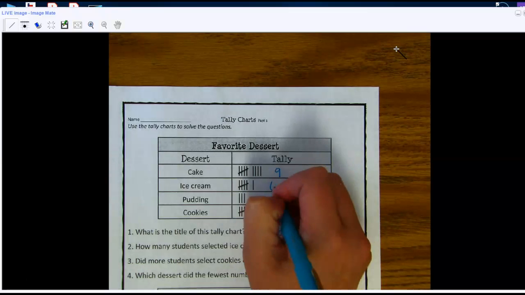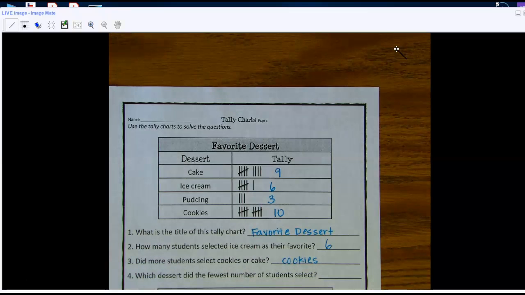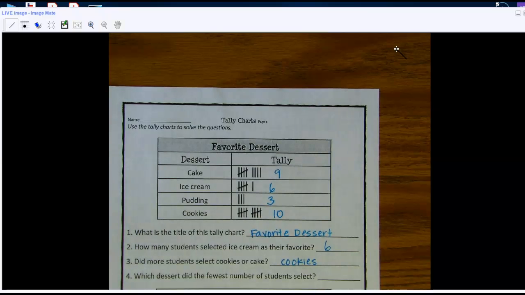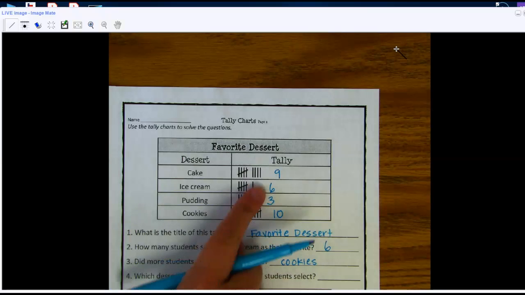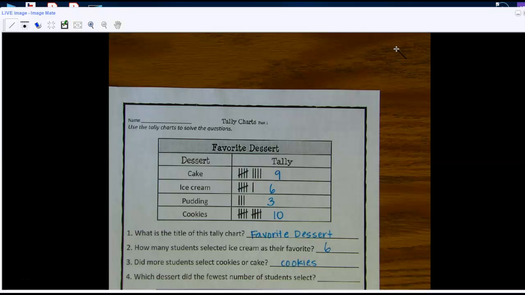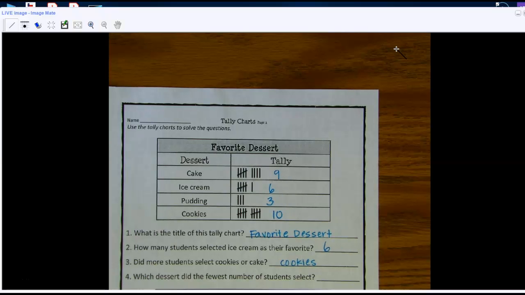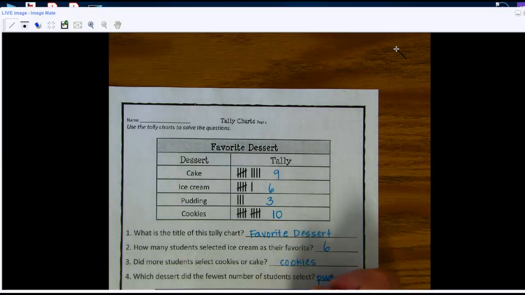Another thing that's helpful is to write the numbers. So I'm going to finish writing the numbers there. Okay, so which dessert did the fewest numbers? Which one has the smallest number? Kinsler? Pudding. Pudding only had 3. Boys and girls.